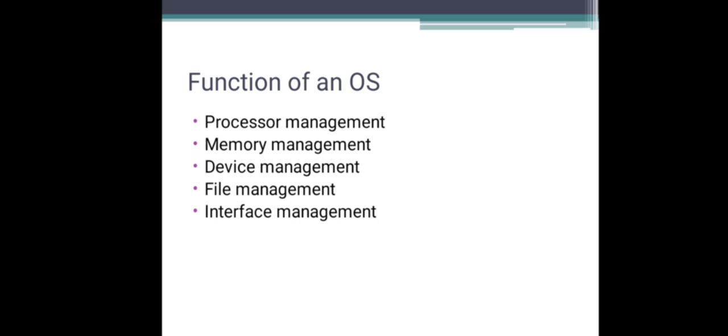Device management manages the input and output devices attached to the computer system, and it also controls the flow of information and data among different kinds of devices. And the next is file management. The operating system takes care of the creation, deletion, transfer, and copying of different kinds of files and folders, and it also keeps the record of the status and location of files, and ensures the protection of the data stored in them. And last is interface management. It acts as an interface between computer hardware and software, as well as an interface between the user and the computer.